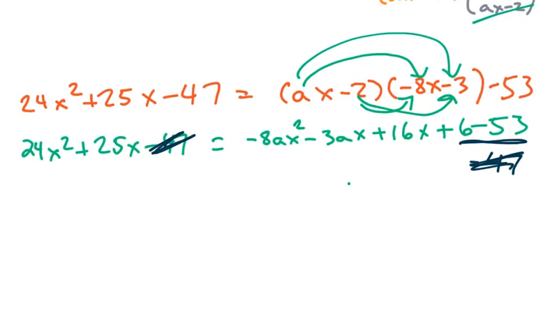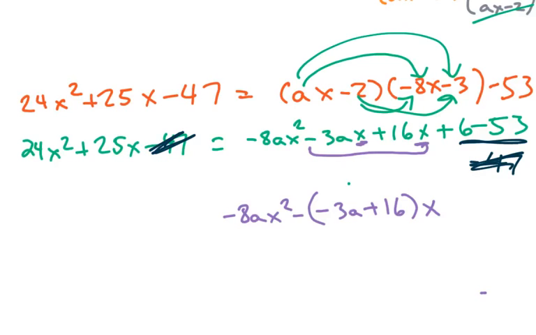And then this is where it gets a little tricky here. So this part right here becomes negative 3a plus 16 times x. So what I did was I factored out an x out of both of these, and that went on the outside. And then the negative 8ax squared, and this is also a little tricky. I'm leaving this negative 3 here, so think of this as plus negative all of this, plus 16. So that's a plus, we'll leave that there. And that's going to equal 24x squared plus 25x.